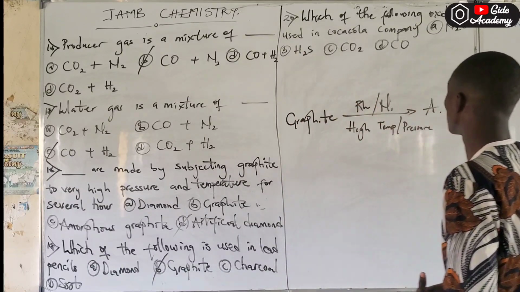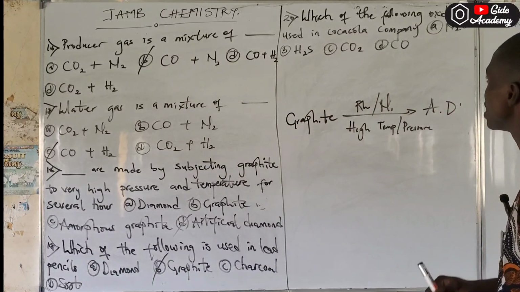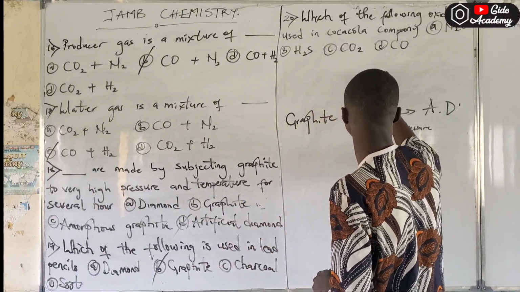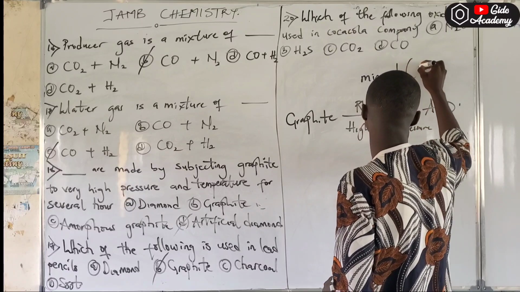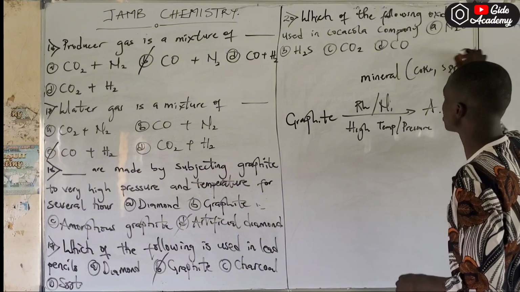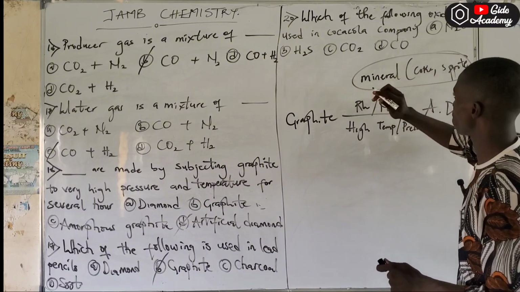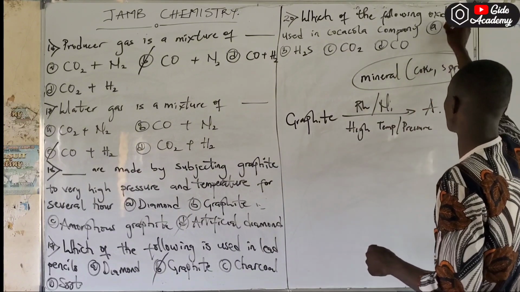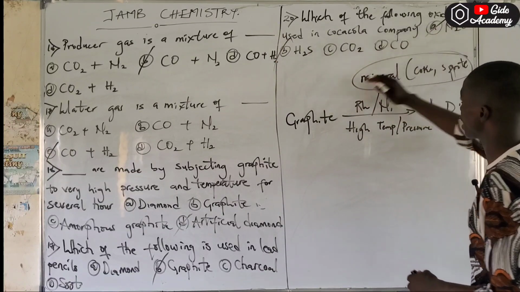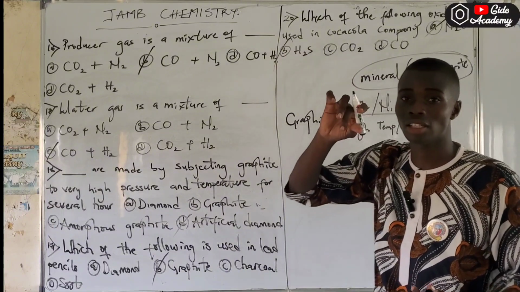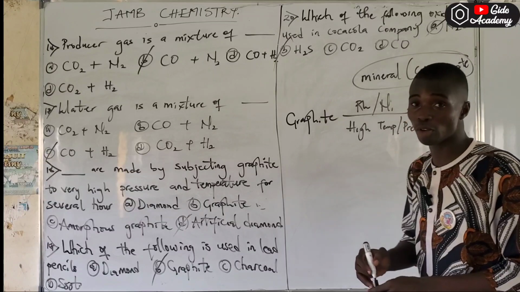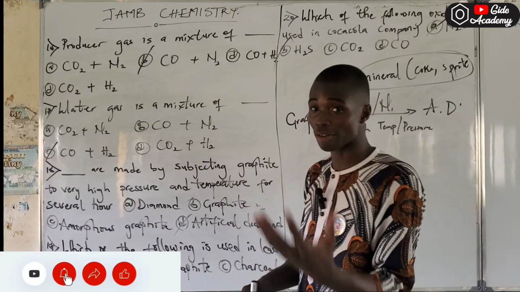Then number 20. Which of the following oxides is used in Coca-Cola company? Please, let me explain this. In the production of mineral drinks like your Coke, your Sprite, these are not oxides of carbon. This is a laughing gas. This is hydrogen sulfide. It has the smell of a rotten egg. You can't even use it to produce a drink. If you use it to produce a drink, that means immediately after drinking, you are going to laugh throughout.